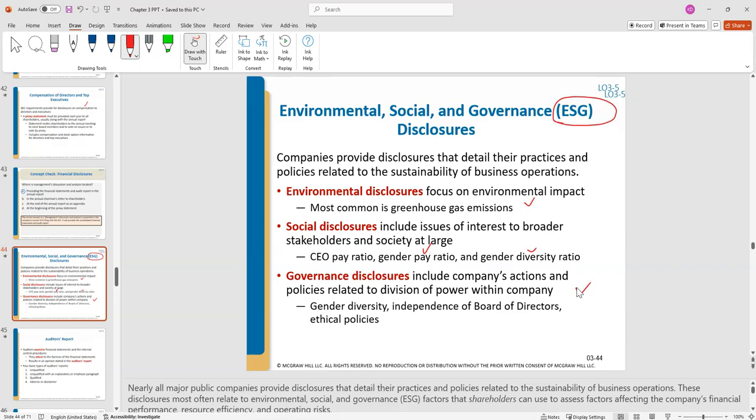Again, this is a new, growing field, a little bit squishy in the sense that a lot of this can be hard to quantify, but it is something that investors may want to know about. And whether it's good or bad, I'm not here to tell you the politics of it, but ESG is a growing field, okay?